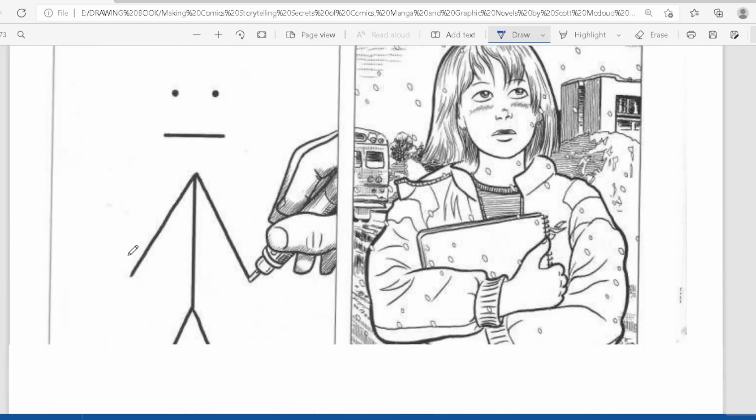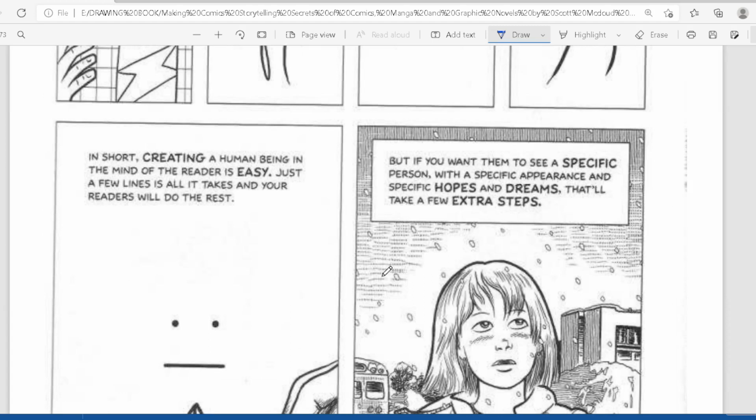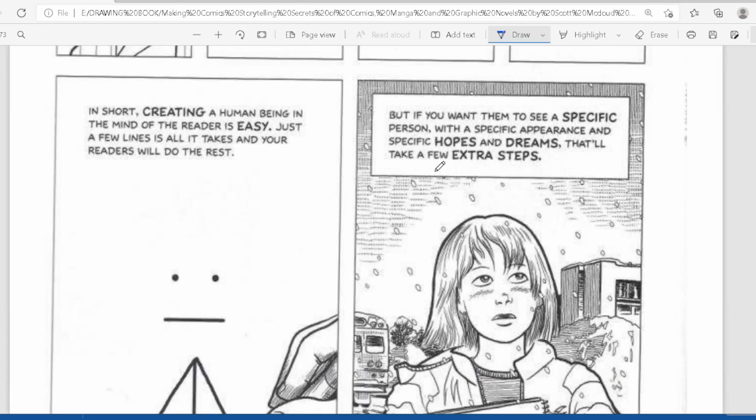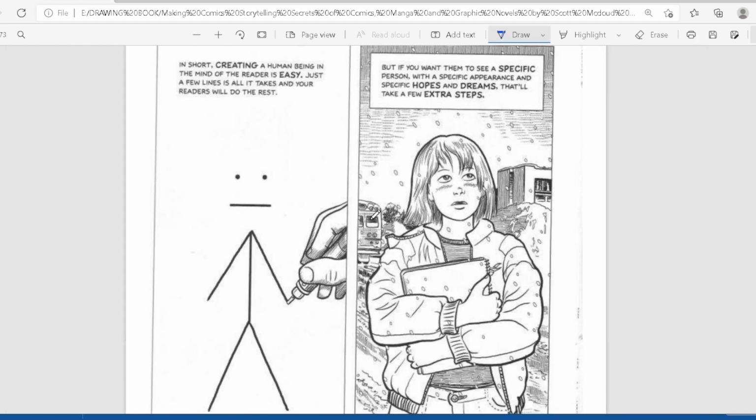Right. But if you want them to see a specific person with a specific appearance and specific hopes and dreams, that will take a few extra steps. Definitely. So if I want to convey the story, what can I do?